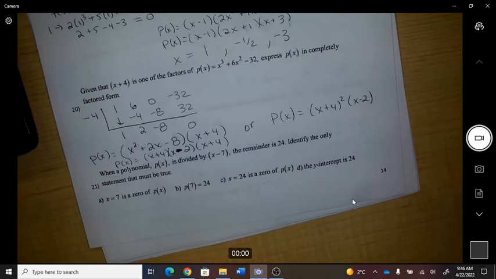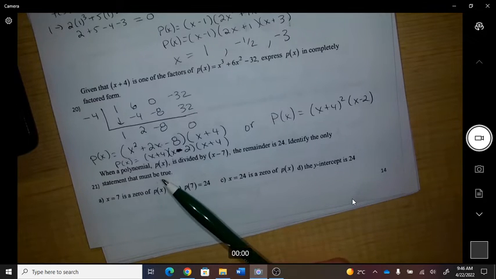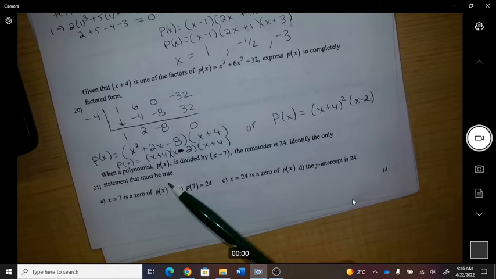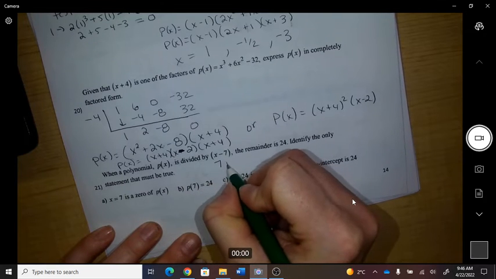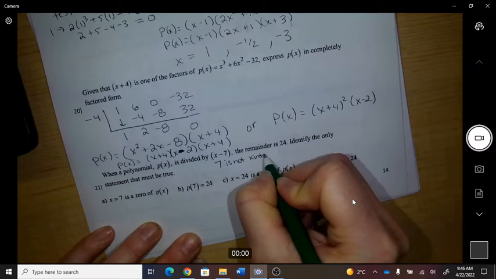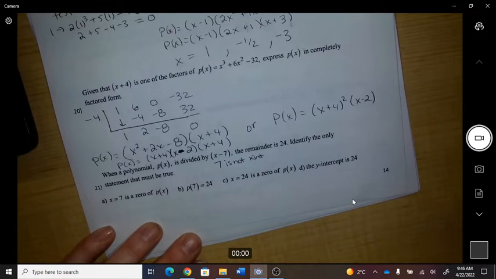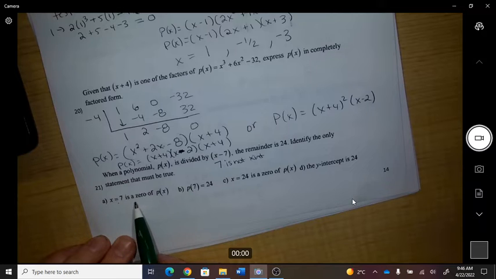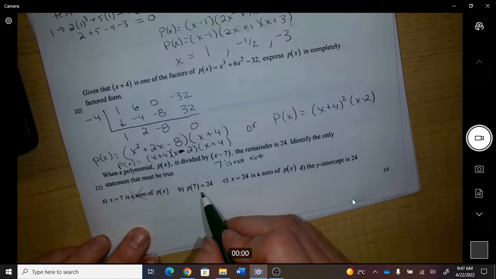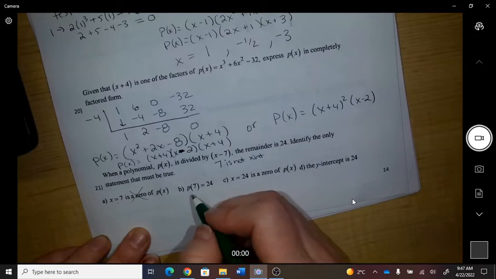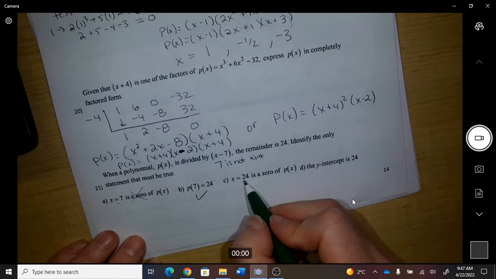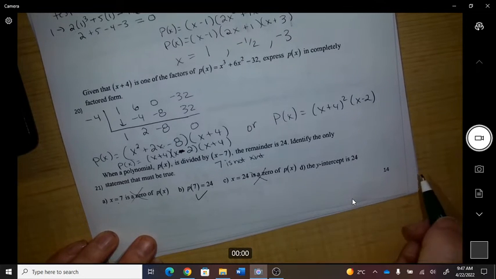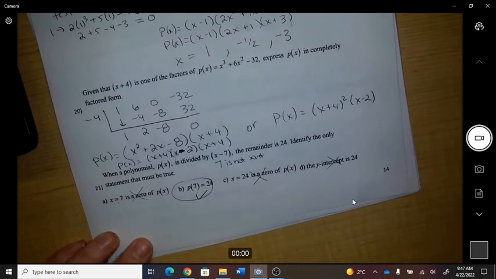Okay, number 21. When a polynomial is divided by this, the remainder is 24. Identify the only statement that must be true. So if the remainder is 24, I know 7 is not an x-intercept. X equals 7 is a 0, so no. When you plug in a 7, you get 24. That would be true. When you plug in a 7, you're going to get 24. X equals 24 is a 0. That's definitely not true. And the y-intercept is 24. It's not true.